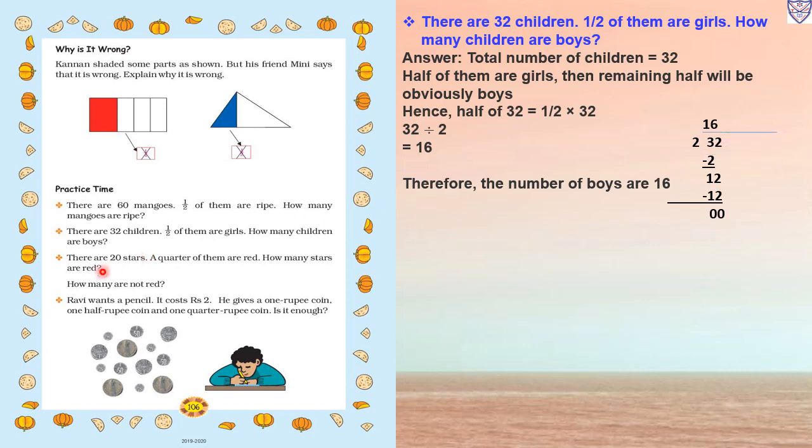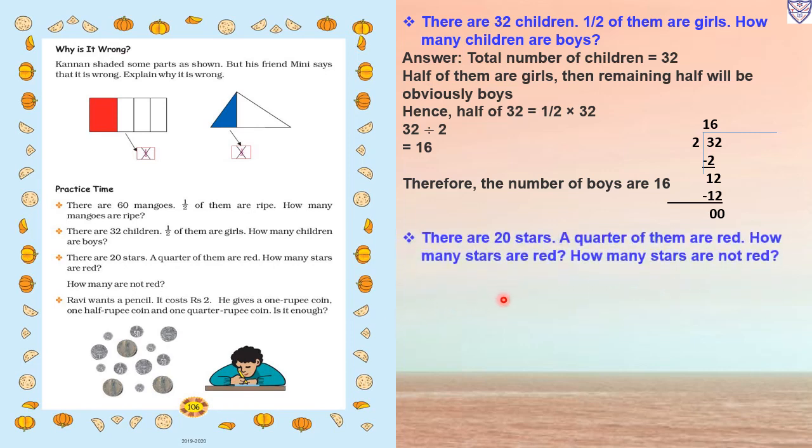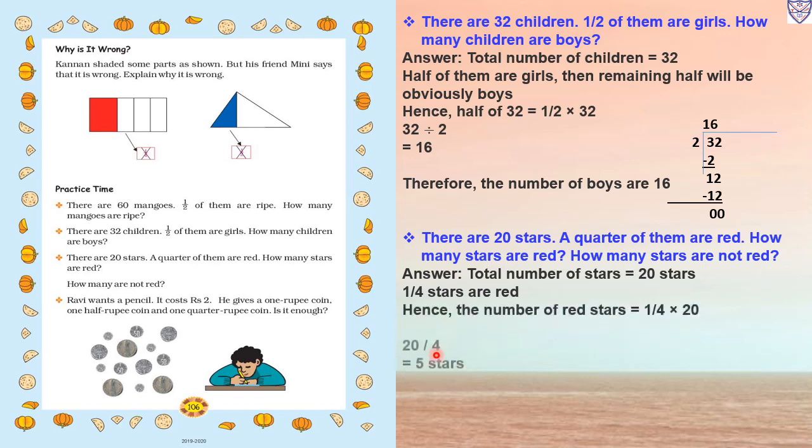Next question, there are 20 stars, a quarter of them are red. How many stars are red? So total number of stars equals 20. A quarter of the stars are red. That means 1/4 of the stars are red. Hence the number of red stars equals 1/4 multiplied by 20. So 20 ones are 20. 20 divided by 4, 4 5s are 20 we will get. So 5 is our answer. 5 stars. Therefore the number of stars which are red equals 5 stars.